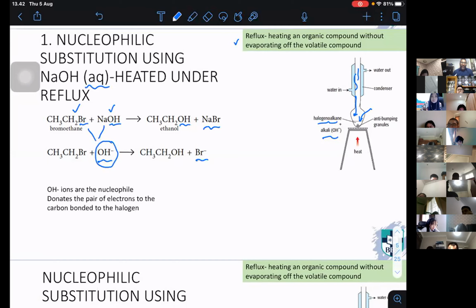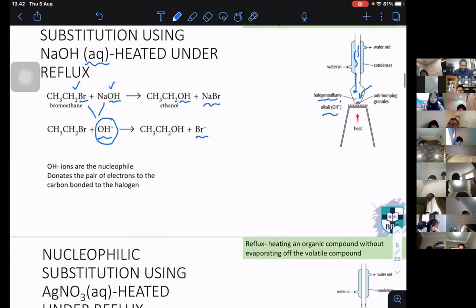Some students just remember that a nucleophile must be a negative ion, but it is not necessarily negative. Please remember this: as long as they have a lone pair of electrons, they can behave as a nucleophile. So I'll just move on here.